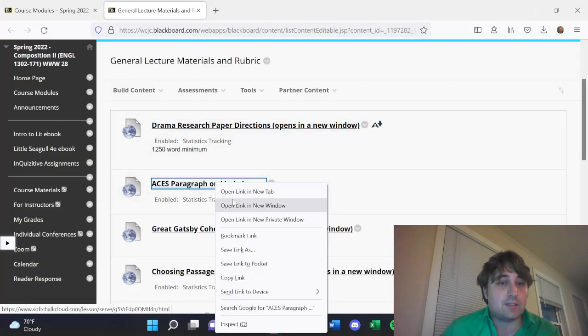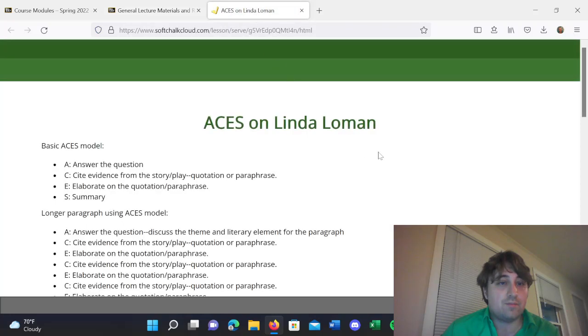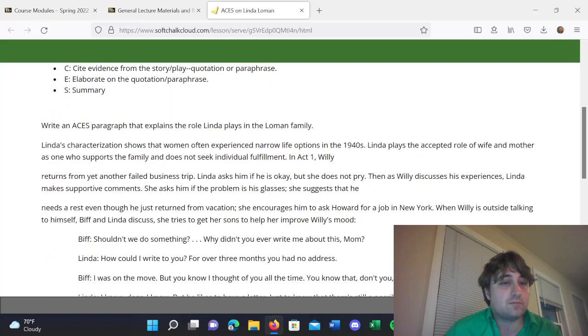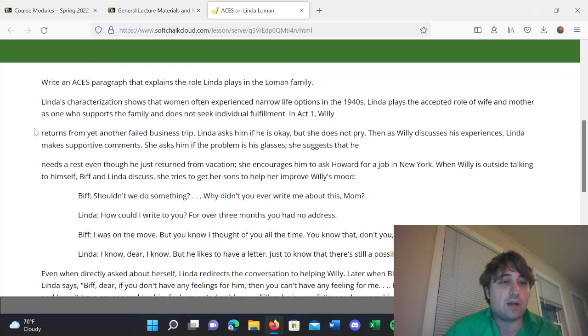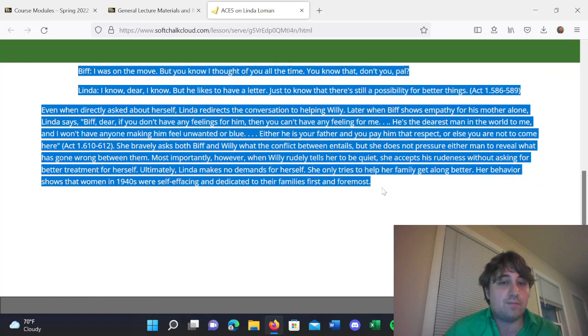So next, ACE's paragraph. So here we have an example ACE's paragraph. So what is ACE's again? We answer the question, cite evidence, elaborate, and summarize. So here we have an example paragraph of this. So we can read that paragraph from here down.